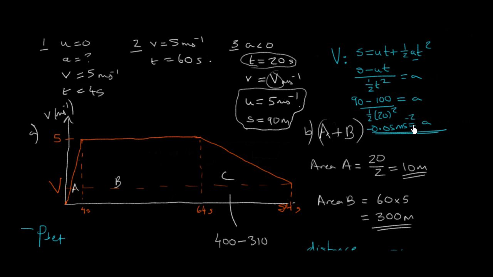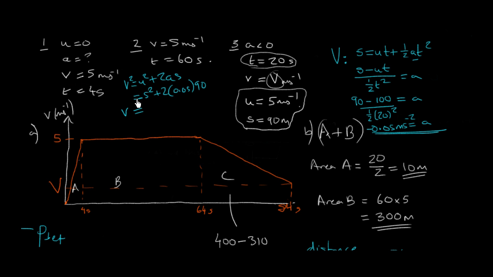So let's see. If that is the acceleration, let's now find the V. Okay, and V, we can use V squared equals U squared plus 2AS, right? V squared equals U squared plus 2AS, and that is equal to 5 squared plus 2 times minus 0.05 times the displacement, which is 90 meters, and then we square root all of that to find v.